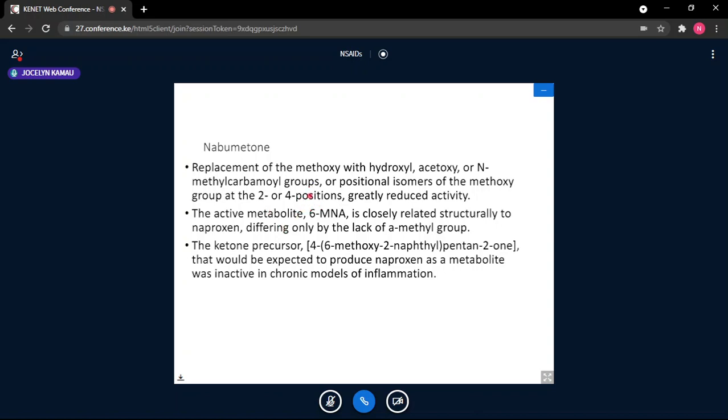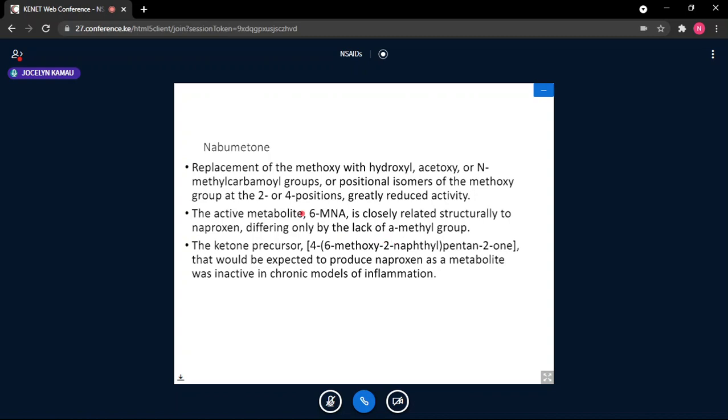But as I had said earlier, nabumetone is a prodrug, and in the body it is metabolized to give us 6-methoxy naphthyl acetic acid, which is closely related to the structure of naproxen, differing only by the lack of a methyl group.